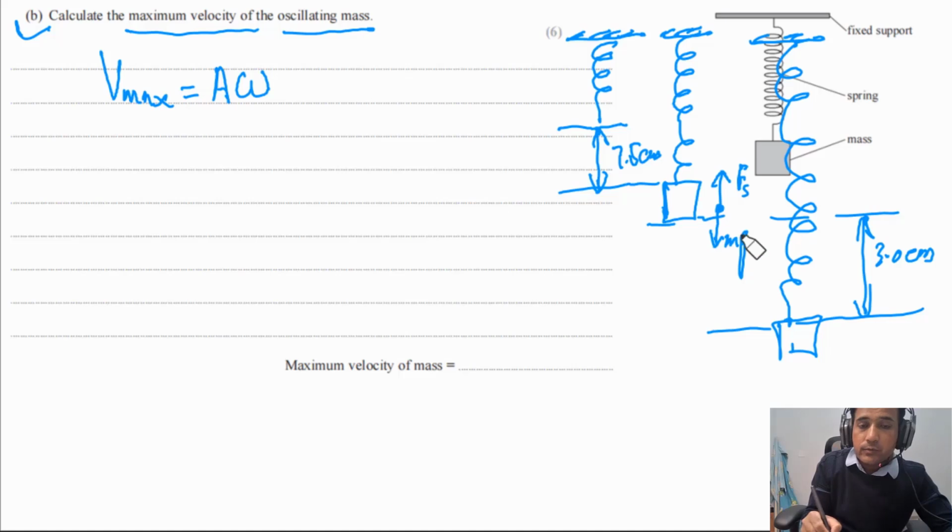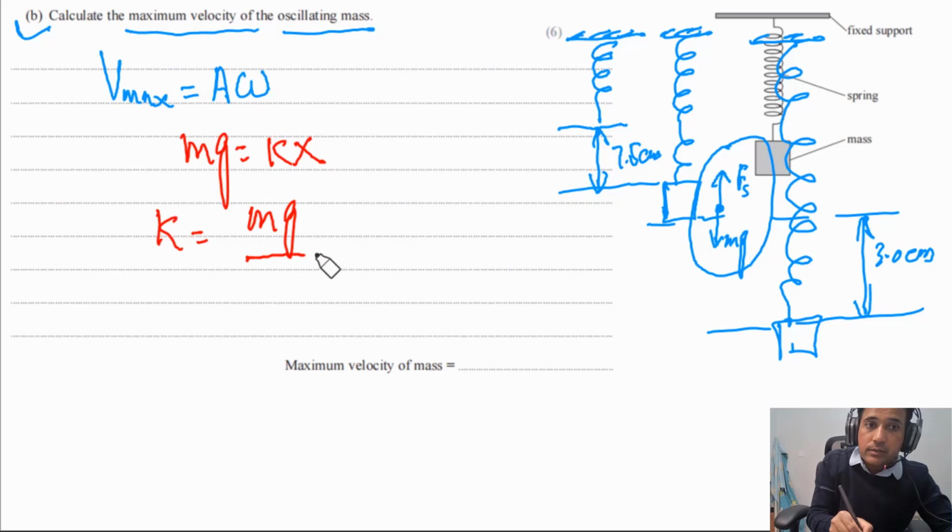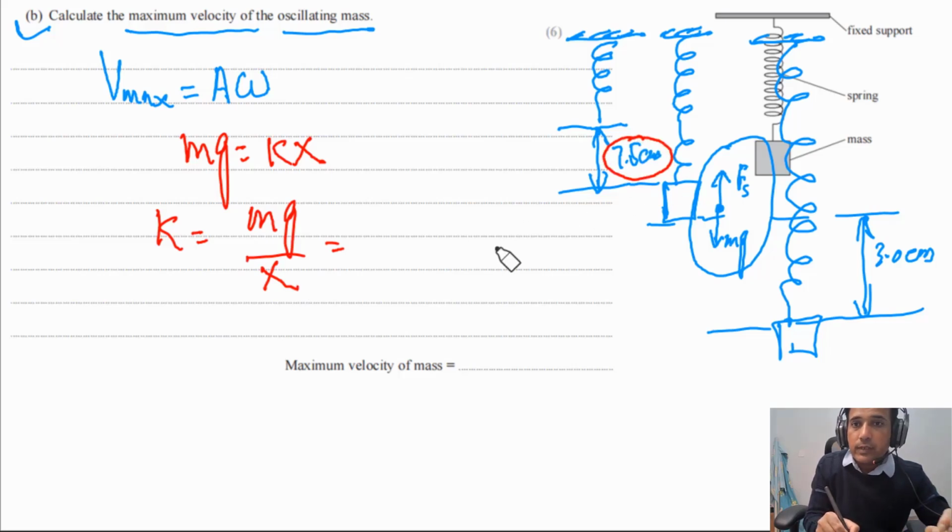Now how can we find out the value of k? To find the value of k, when it is in equilibrium at this point, we can simply say mg has to be equal to the spring force kx. So we can say k from here will be equal to mg divided by x. So the value of mg we will plug in, the value of x is this one, and we can find out the value of k.